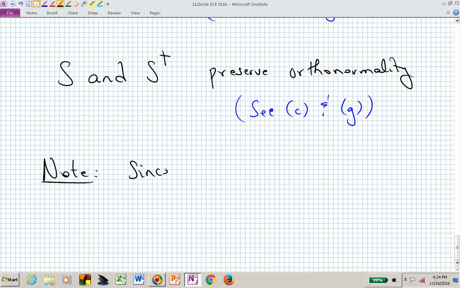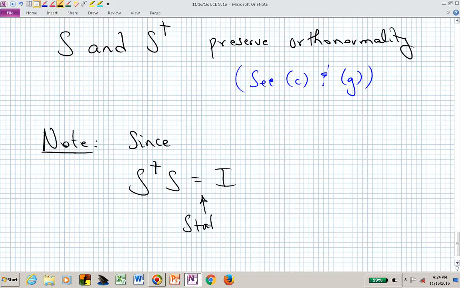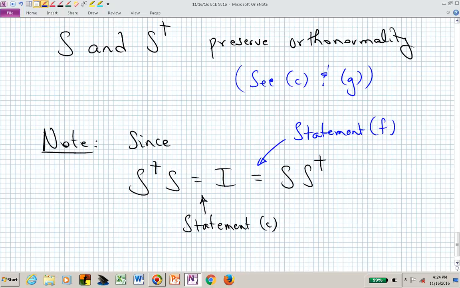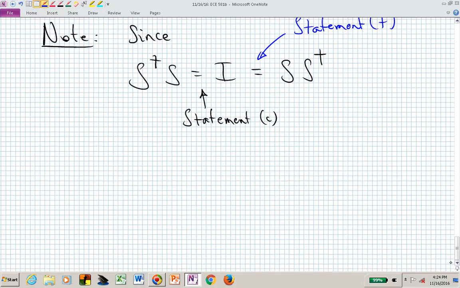Also, since S dagger S is the identity, this equality was statement C, and that's equal to S dagger, which was statement F. Now we know, since they're equal to the same operator, S dagger, therefore S dagger S is equal to S dagger, and what does that tell us?